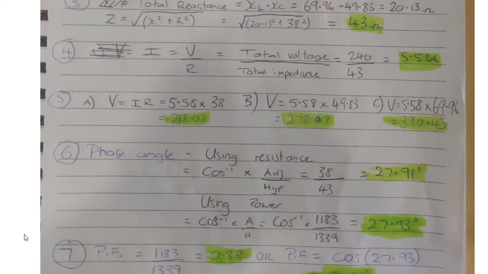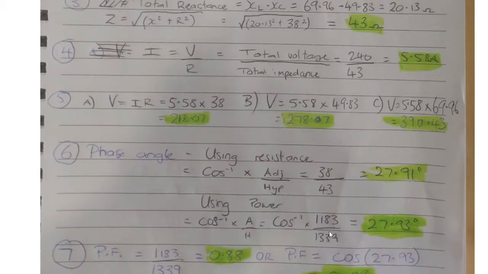Then the last question asks us to calculate the power factor. Well, that's pretty easy because we've already actually done it. The power factor is just the ratio of true power to apparent power, so it's true power divided by apparent power, which would be 1183 divided by 1339 equals 0.88. So we would say a power factor of 0.88.